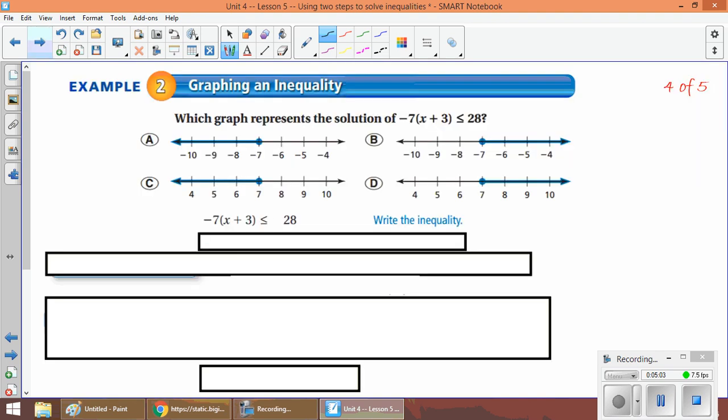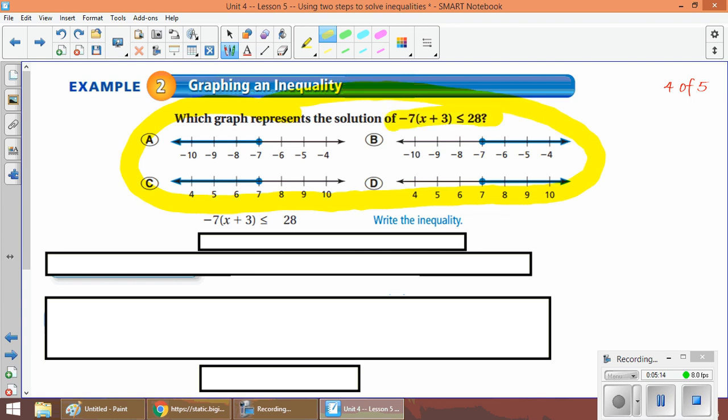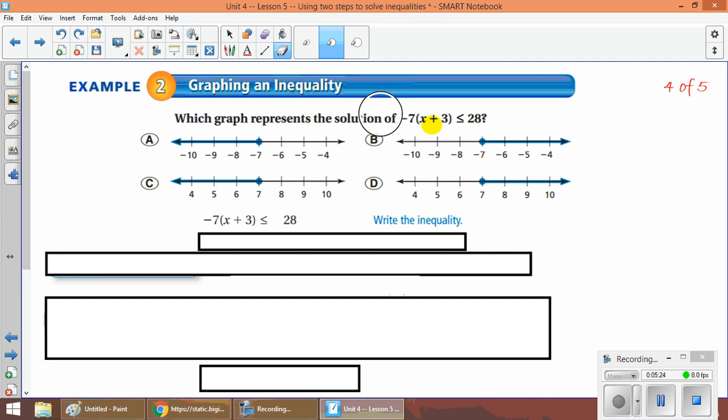Here's page 4 of 5. The question here is asking which one of these graphs is a solution to this problem. In order to answer that, we don't just guess. We have to solve the inequality and then match our solution to our choice. I mean, you could guess, but you only have a 25% chance of guessing right. So what we're going to do first in here is apply the distributive property. Everything that you learned in 7th grade keeps building on each other, so we're just going to keep practicing.